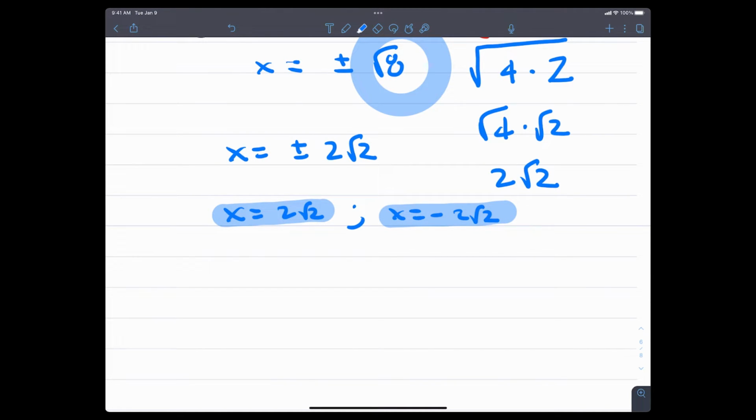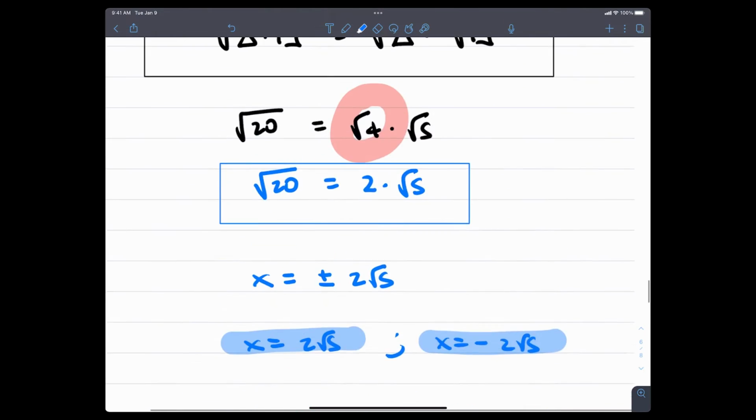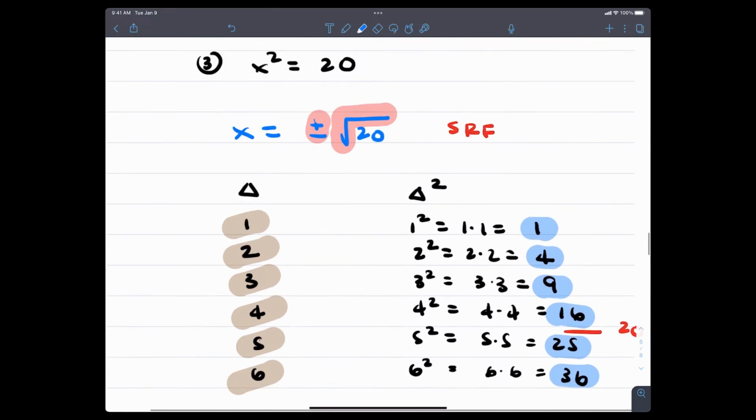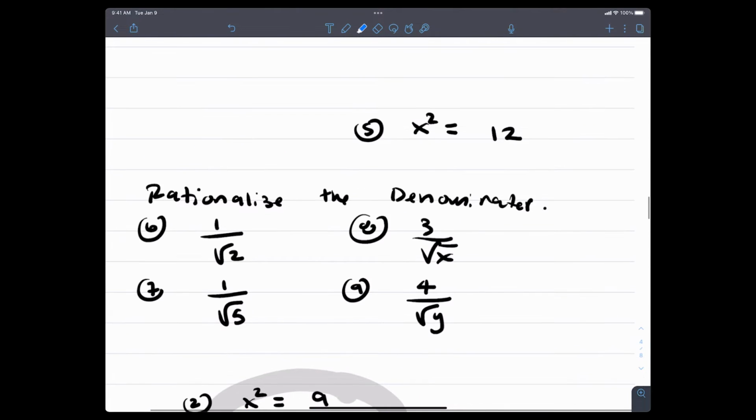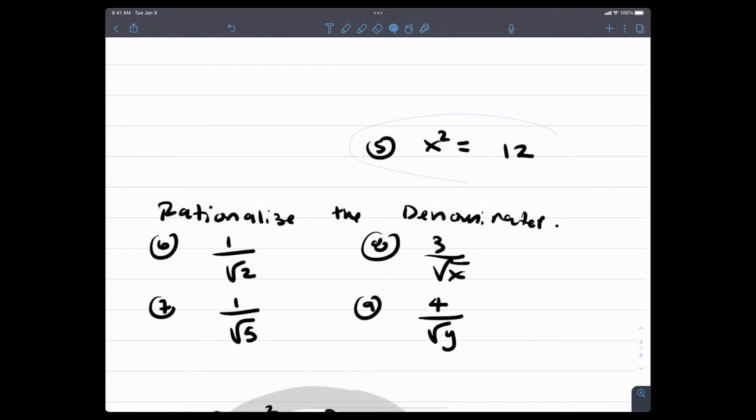Okay, you guys okay with those? What do you think? Not too bad? Easy breezy? Is it easy breezy, fresh and squeezy? I don't know, what's that phrase? Square root of 20. What's the next one? Was that number 4? Okay, this is number 5 then.